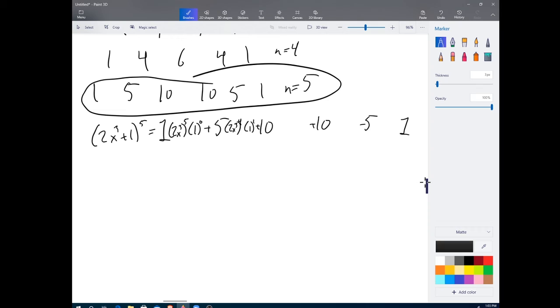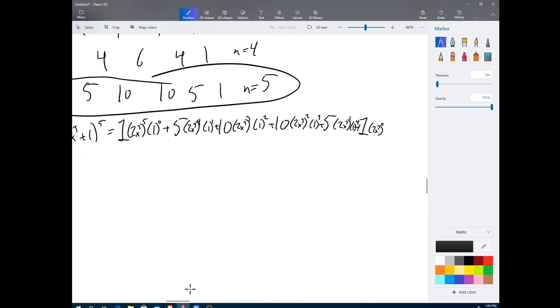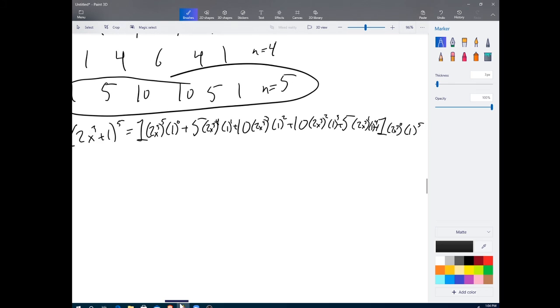Plus, I should put pluses in here just so I don't make a mistake. And then to the 3rd power, to the 2nd power, to the 2nd power, to the 3rd power, to the 1st power, to the 1st power, and to the 0th power. Running out of room, but to the 5th power. Alright, so that pattern is what we established. That pattern is what we're going to use.